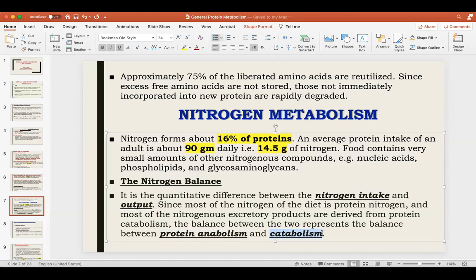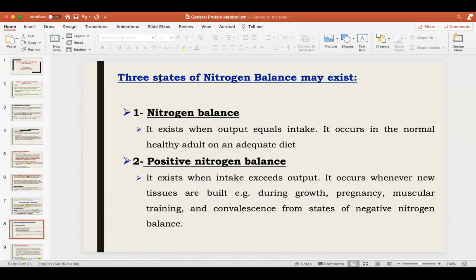Usually there is a balance between the protein which we take in our diet and the proteins which are excreted and go outside our body. And this is expressed as nitrogen, because a unique feature of the protein is the presence of nitrogen atom in the amino group. So the nitrogen intake equals the nitrogen output in a normal adult person.